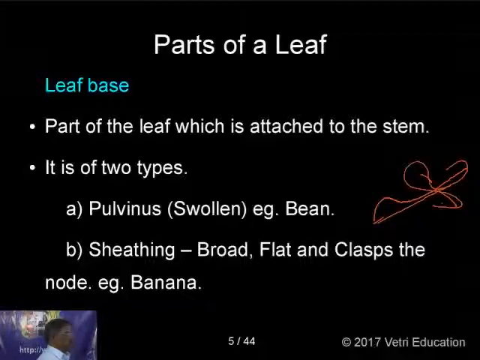The second one is the sheathing leaf base. In a banana plant, you can find the leaves are spirally arranged, compactly arranged one by one with the help of the leaf sheath. These are called the leaf sheath. You can find this in banana and also in monocot plants.